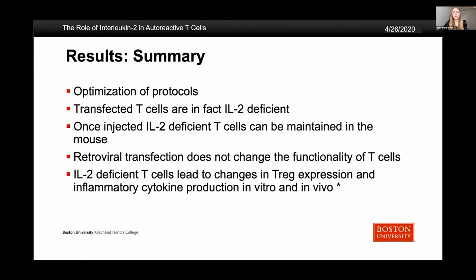We were also able to show that once we injected these IL-2 deficient T cells, they could be maintained in the mouse, and that we could recover these cells from the mouse and analyze them at the end of these experiments. We were also able to show that the retroviral transfection didn't change the functionality of these T cells, so they were able to act as normal T cells, and that this transfection protocol didn't damage them in any way. And we were also able to show with very preliminary results that IL-2 deficient T cells led to changes in regulatory T cell expression and inflammatory cytokine production, both in culture and in our recipient mice.